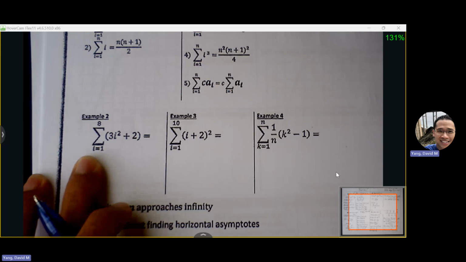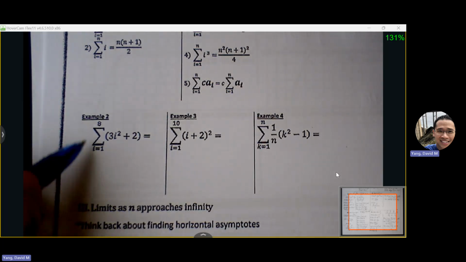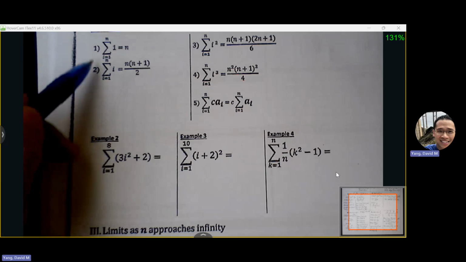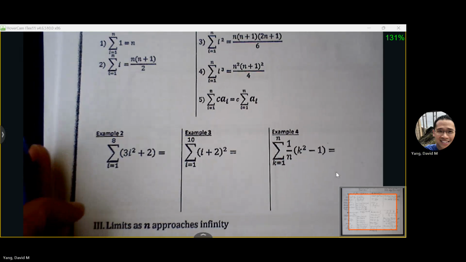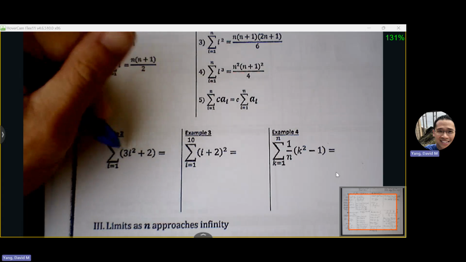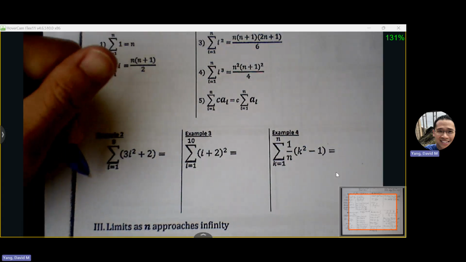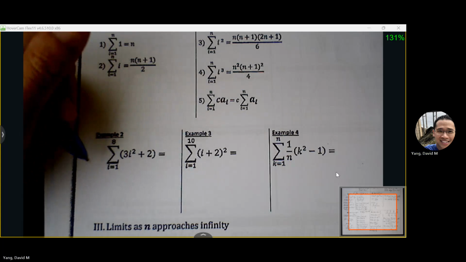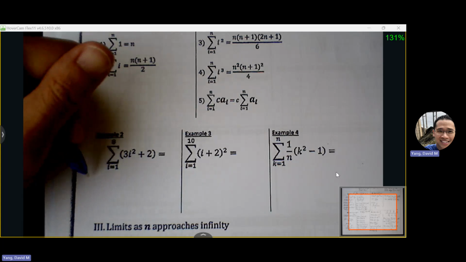I want to take advantage of the rules here. So summation from 1 to 8, I don't want to have to add all these terms up to 8. So I want to take advantage of the summation rules above. What we can do is, with that plus sign, we can think of this as the sum of 2 separate terms. And as I do that, I'm also going to pull the 3 out in front.